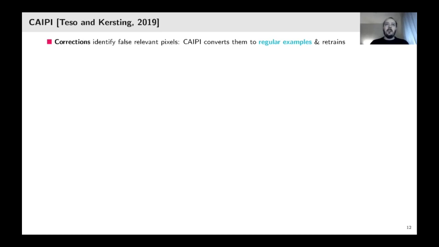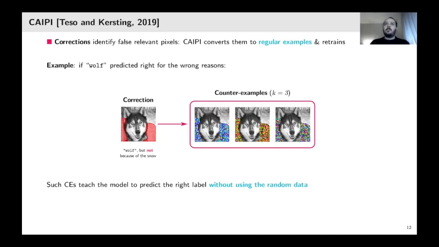Recall that corrections identify false relevant pixels. CAIPI converts them to counterexamples and adds these to the training set. In the previous example, the correction tells the model that the snow in the background should be irrelevant to the prediction. In order to capture this information, CAIPI synthesizes a small number of examples that are identical to the original, except that the snow pixels have been randomized.